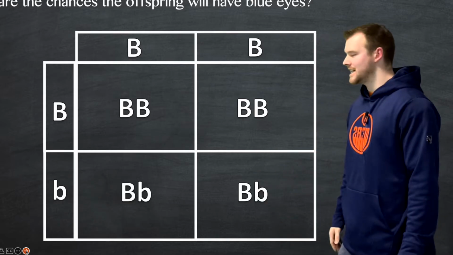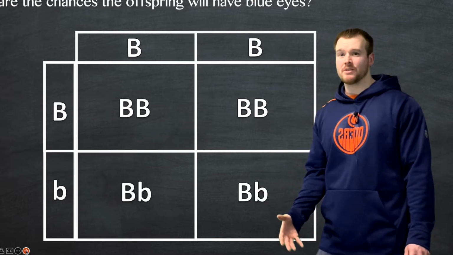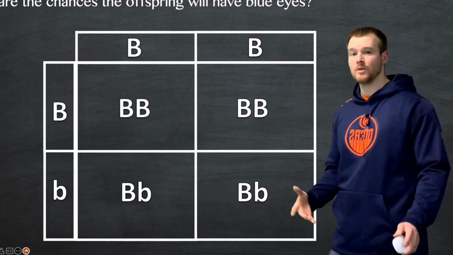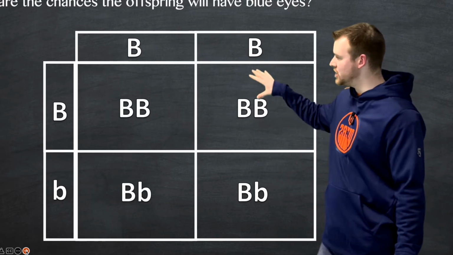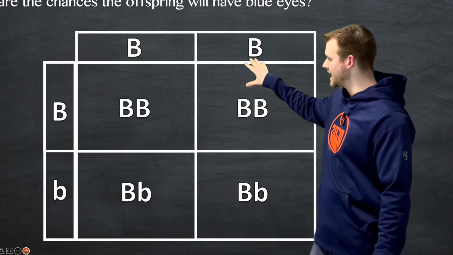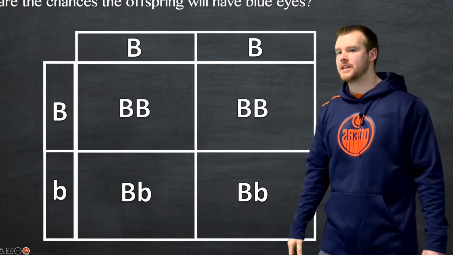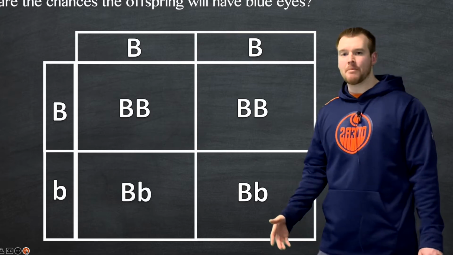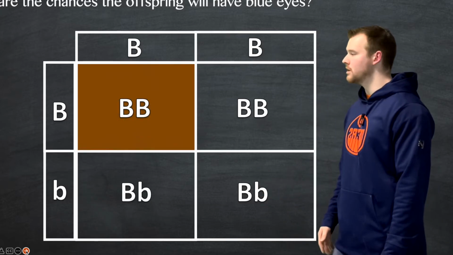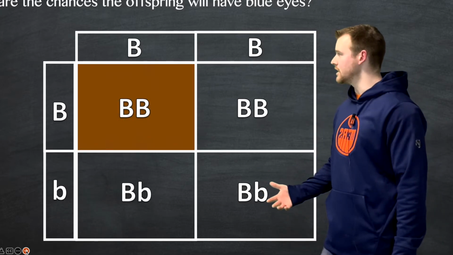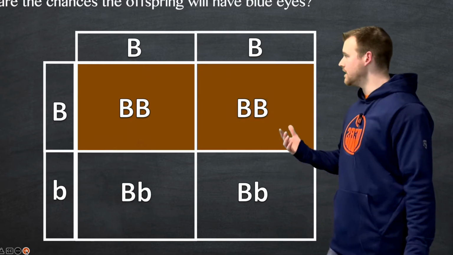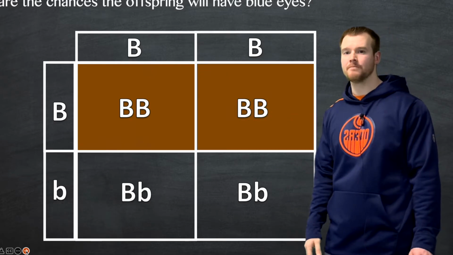So when I look at all of these and it said, what are the chances that the offspring will have blue eyes? I have to see what these genotypes are, because that's the genes, right? We're looking at the letters here, what those are going to express as the phenotype. So let's look at this first one, capital B, capital B. That's both genes for brown, so that one's going to be brown. And the next one, same thing.